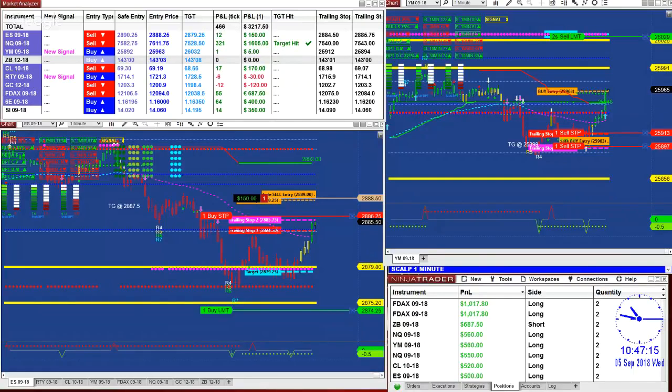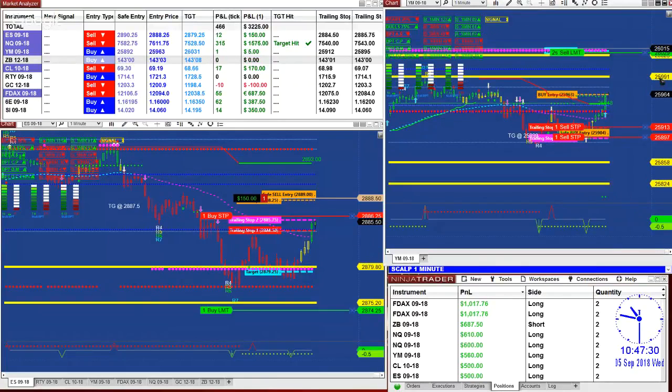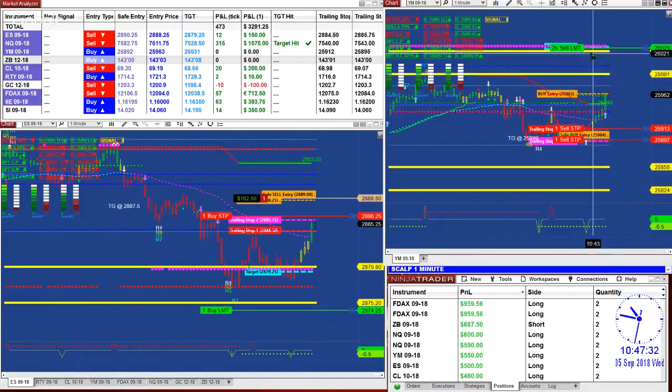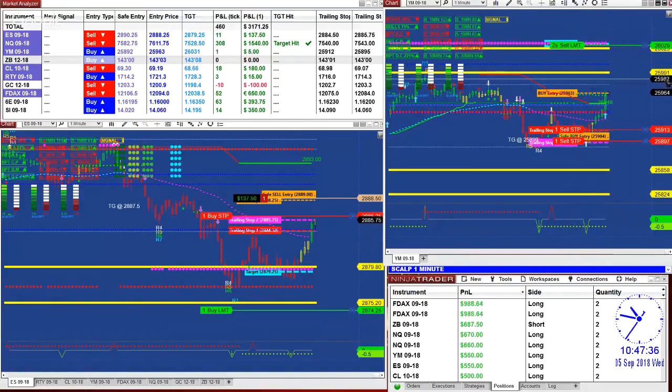We have a new signal on the YM. The entry is 963, and the target is 2631 right there. The chart is a bit different.